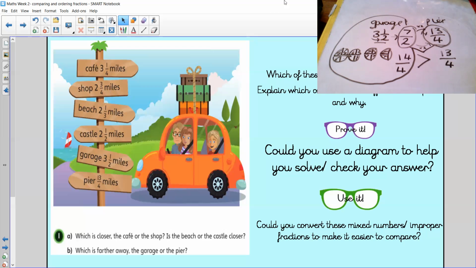So well done to you if you got those correct. And obviously you probably will have done that during this question, but you may have challenged yourself to do the other ones as well. Well done.